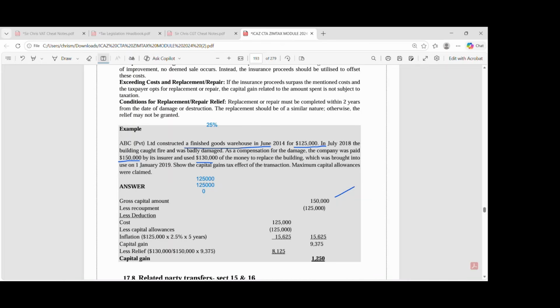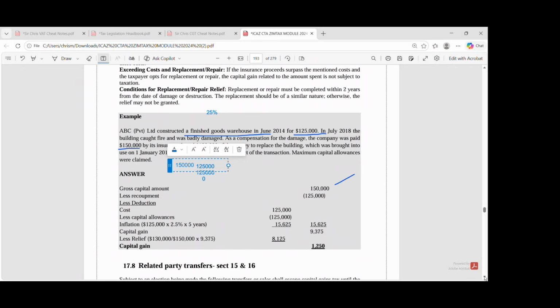There is a deemed sale here. So recoupment is limited to capital allowances. The 150 we received is the potential recoupment. But according to the Act, the recoupment is limited to capital allowances previously granted, which is that you had claimed the whole 125. That's why my recoupment is 125 there. Then less deductions. The first deduction is my cost, which is 125, which is your section 11 of the CGT. Less capital allowances. We had claimed all the capital allowances, because we can't claim them further under the Income Tax Act.